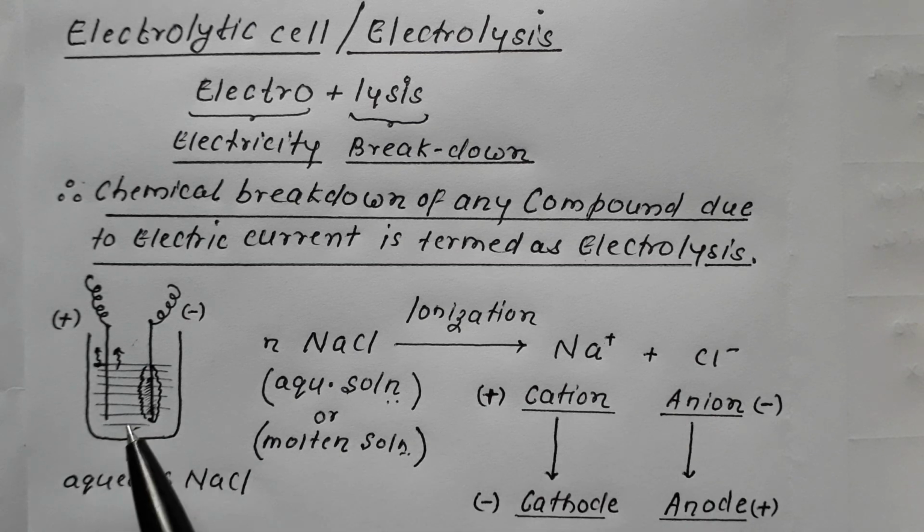Now, if into this ionic solution of NaCl we install two electrodes and pass electric current, then on passing electric current the cations start moving toward the cathode and the anions start moving toward the anode.